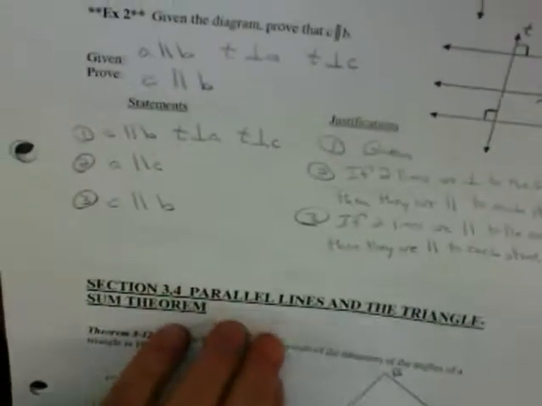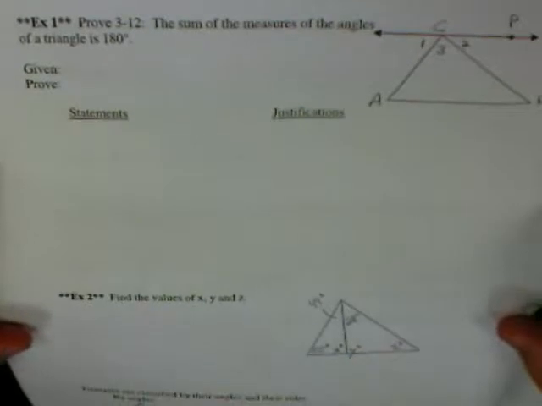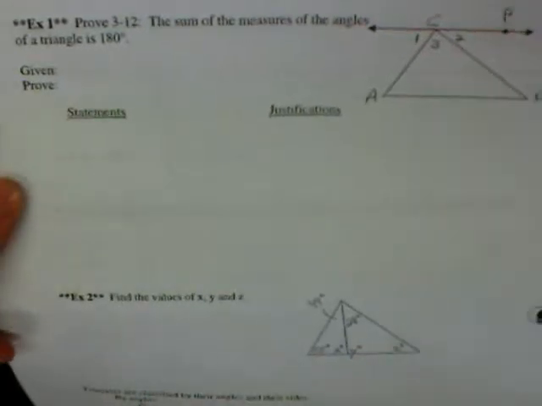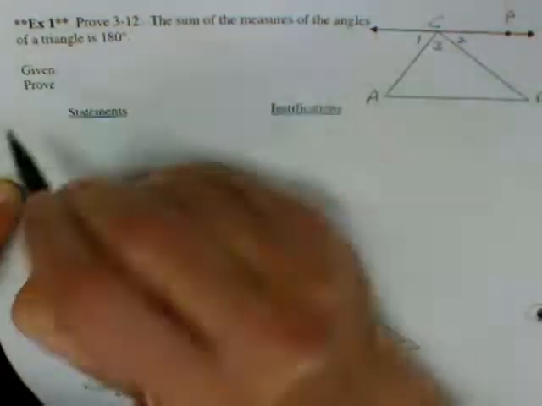Alright, moving on to page 8. Example 1 wants us to prove that that is true, that all angles are going to add up to 180. So we drew ourselves a triangle here. We have a straight line across the top that's CP. And we're going to want to show that the angles add up to 180. So the only thing that's given to us here is going to be triangle ABC.